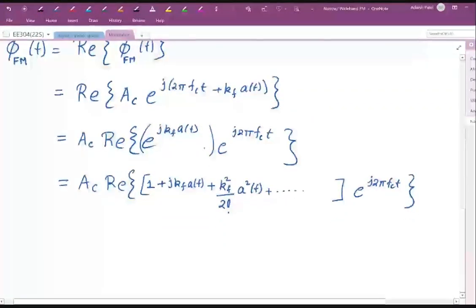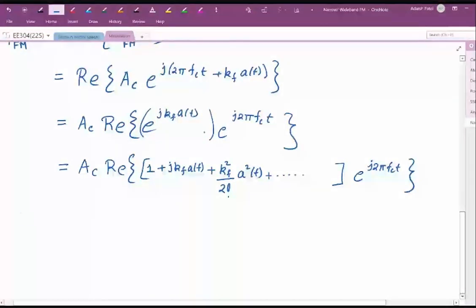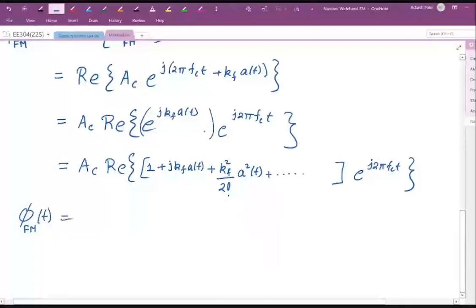Now if I take the real part of this and multiply it with e to the power j 2 pi fct and start writing it, what should I get now? If I want to solve this further, phi fm(t), what should I get here? Yes, the third term will get negative because j squared is minus 1. Yes, this is what I was waiting for.